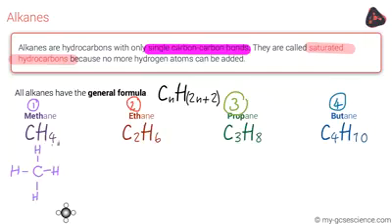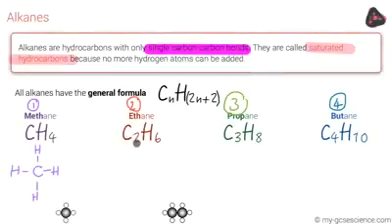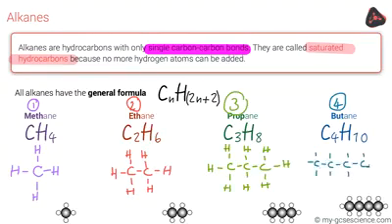Based on this, have a go at doing the displayed formula for ethane, propane and butane and see if you can do it before I show you how. So for ethane we have 2 carbons and 6 hydrogens. So that's 2 carbons with a single bond, and then we have hydrogens all around, and the same for propane and butane.